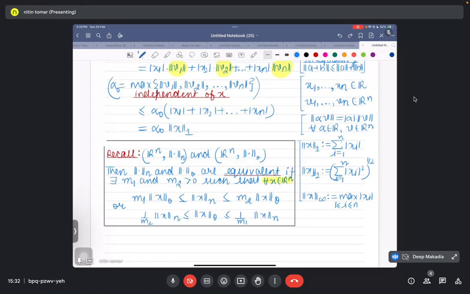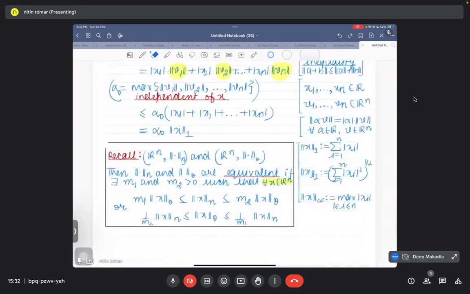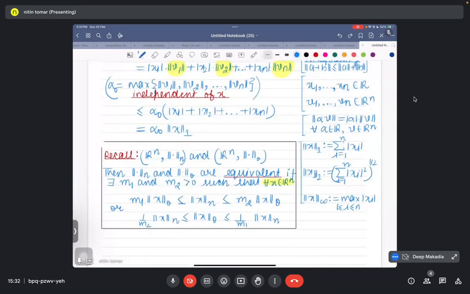No, these are just some notation. They are two arbitrary norms. For example, when we talk of two functions, how do you denote them? F1 and F2, right? Any arbitrary functions F1, F2, or G1, G2. So here I have denoted them by norm n, norm 0.